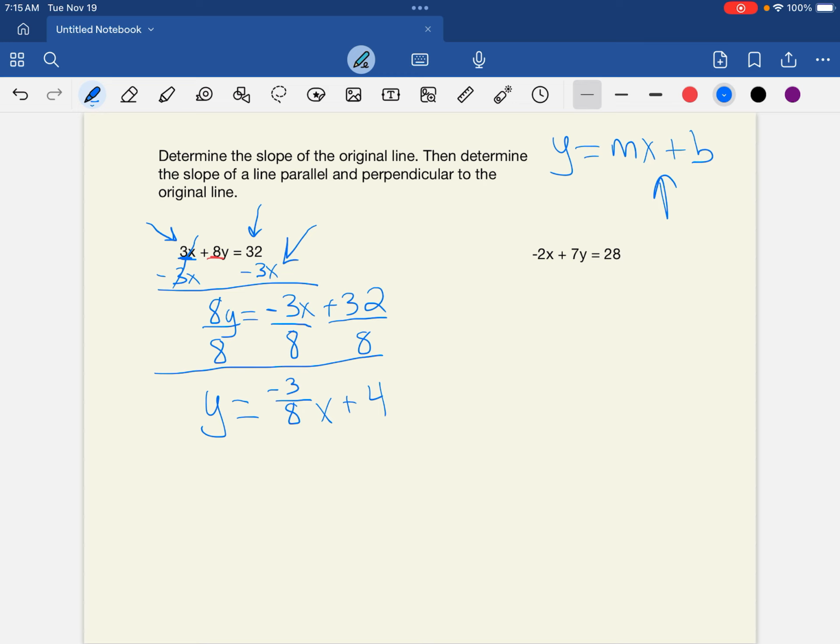So notice all I've done is use my inverse operations twice. How I've written it looks a little bit different, but I have this equation in slope-intercept form when I'm done. Now I can look at this and go, oh, hey, the original slope is negative 3 over 8. If I had a slope for a parallel line, that's going to be the same. It's going to be negative 3 over 8. The slope of a perpendicular line will be the opposite reciprocal. So now that's going from negative to positive, and I flip my fraction.